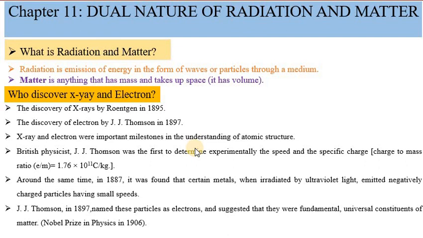So at first we have to know about the X-ray and the electron, and who discovered the X-ray and the electron. So now what is the X-ray and who discovered it? Now I will discuss this part. The X-ray was discovered by Rontgen in 1895.